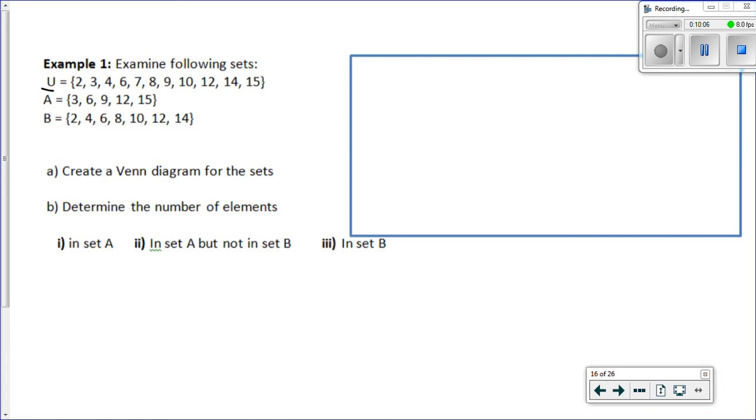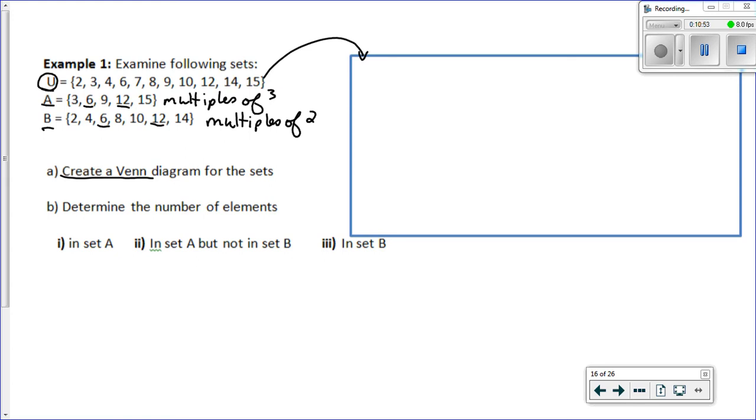has a universal set. Looks like 2, 3, 4, we're missing 5. All right, set A are multiples of 3. And it looks like set B are multiples of 2 up to 14. So if we're going to create a Venn diagram, what we want to do is look at what's in the universal set. That's all those elements have to go into this box. And we have set A and set B. And what we want to look for is any overlap. And so what we notice is that they both have 6, and it looks like they both have 12. And that would be because 6 and 12 are multiples of both 3 and 2.